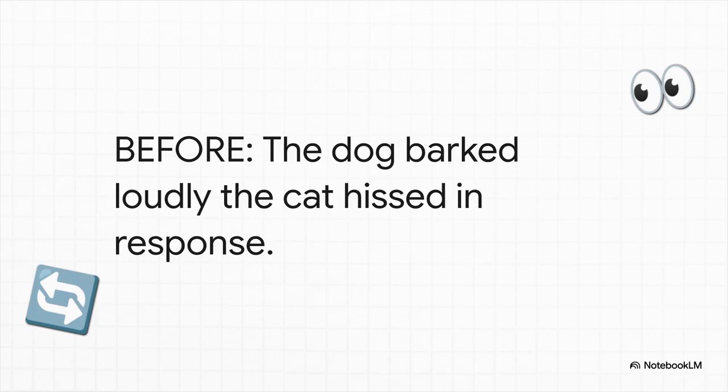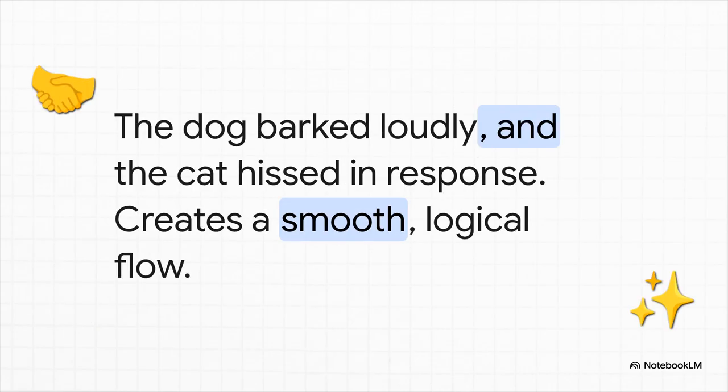Okay, let's head back to our animal standoff. We already fixed it with a period, but what if we want to change the rhythm a bit? What if we want to show that these actions are happening right after one another in one connected sequence? Well, this is where tool number 3 comes in, the comma plus a conjunction.